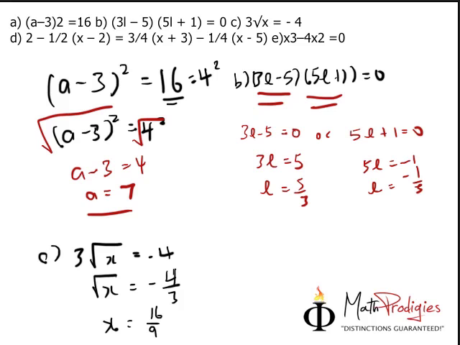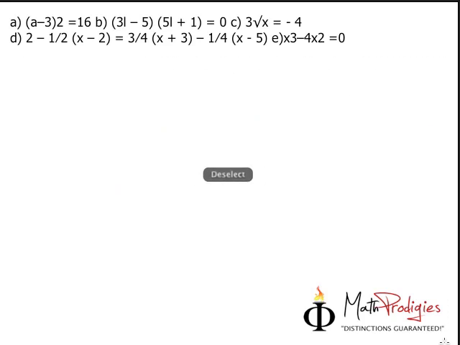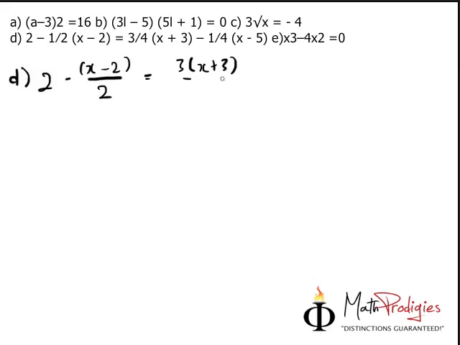Okay, for part D. Now, for part D, it's a little bit tricky, but if you understand the things that I've been teaching you for the past 2 weeks, you would see a simple pattern right there. So for part D, let's take a look at this. It's actually 2 minus (x minus 2) over 2, because times half, equals to 3 times (x plus 3) over 4 minus (x minus 5) over 4.